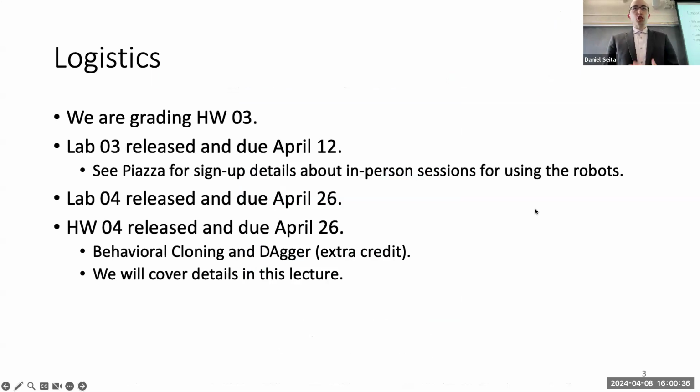So a couple of logistical things. We are grading homework 3, so we will hopefully get that back to you in about a week or so. Lab 3 has been released and is due coming up soon. So see the Piazza post about the signups for using the physical robot. Lab 4 is also released, so just letting you get a head start on that. If you're bottlenecked by the physical lab experiments, the lab 3, you can also do lab 4.